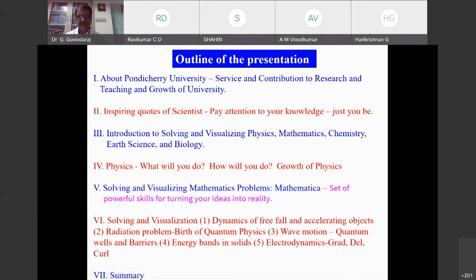First is the dynamics of free fall and accelerating objects, the radiation problem, the birth of quantum physics, wave motion, quantum wells and barriers, energy bands in solids, and then electrodynamics. We have gradient, del, and curl. What are they? I do not know whether I can complete all of them, but whatever is possible, we will try, so that some ideas emerge by using this kind of powerful software.